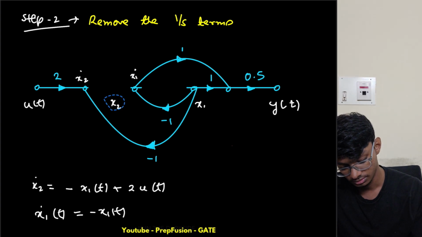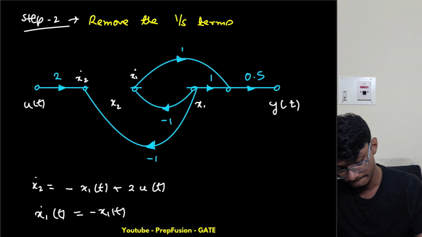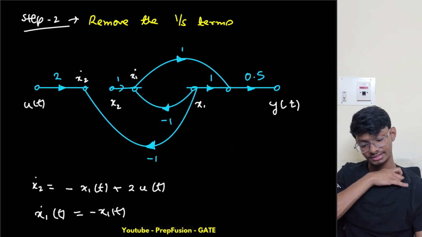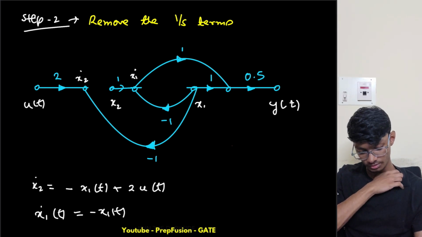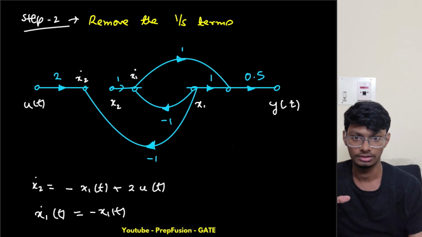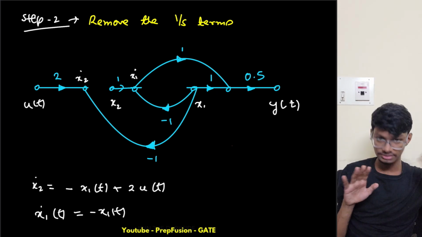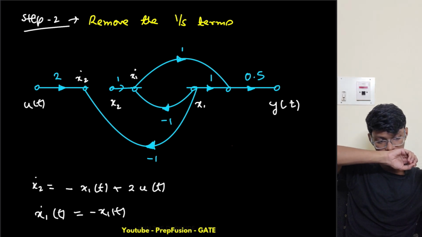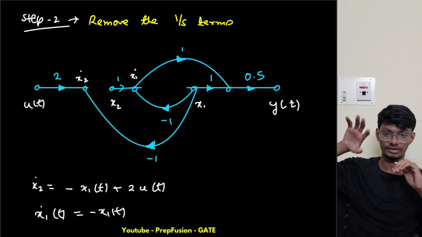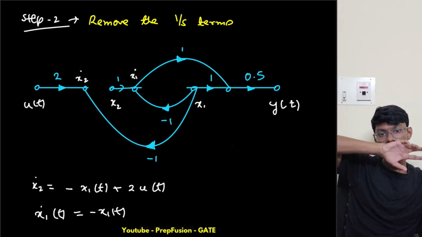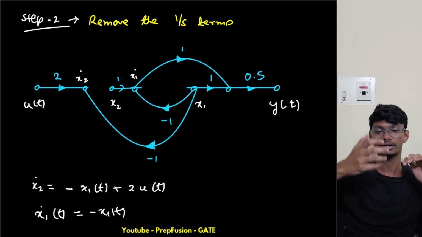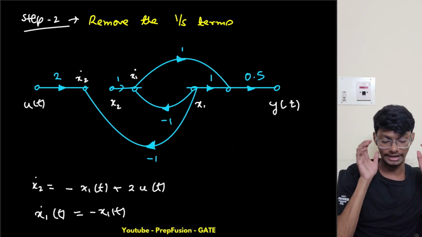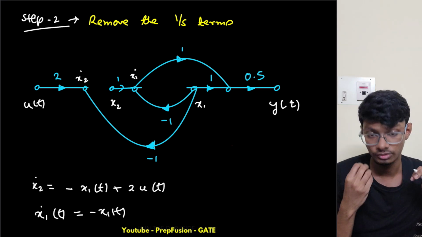So x2 will be equal to x1 dot. These things are very important, so keep them in mind. While you solve the state space diagram, you write the state variables and just one by s term. After one by s we have, let's say, x2, and before one by s we have x2 dot. But just at x2 you shouldn't write x1 dot directly. You put a gain of 1 and then you write x1 dot. That is the safest option so that you don't make any mistake in the question.